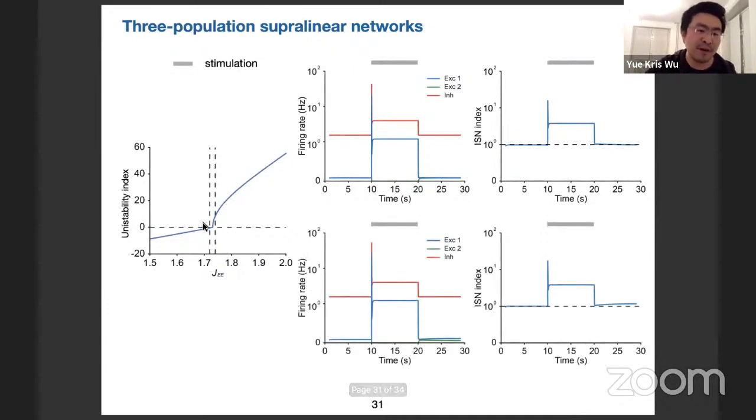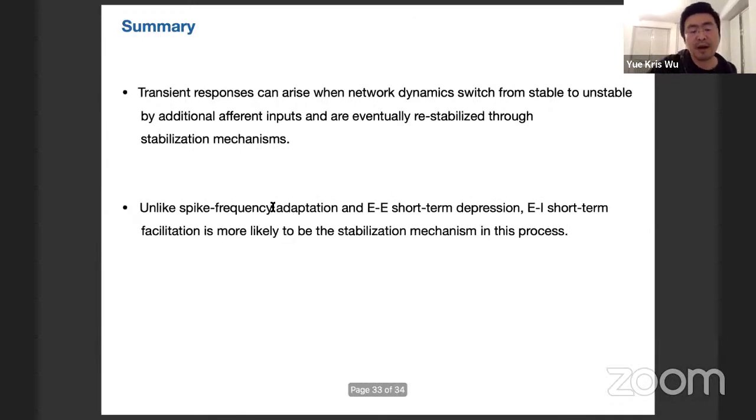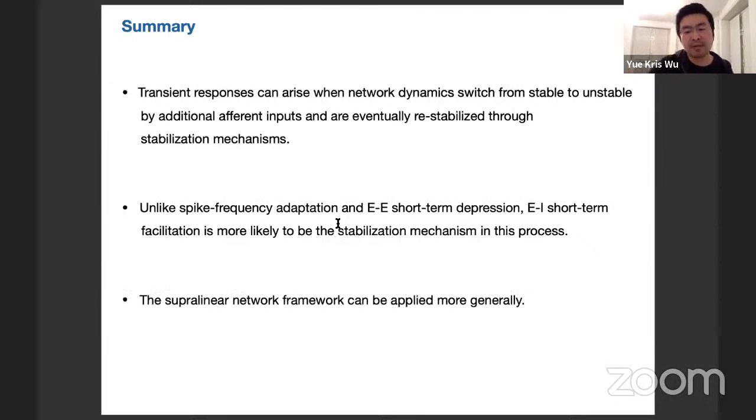And for the positive UD stability index, the network activity won't go back to the initial baseline. So with this, I want to sum up. I show that trending response can arise when the network dynamics switch from stable to unstable, and they eventually restabilize through stability mechanisms. Unlike spike frequency adaptation and the E2E short-term depression, E2I short-term facilitation is more likely to be the stability mechanism in this process. And the superlinear framework can be applied more generally and extended to multiple populations. So yeah, thank you for your attention.